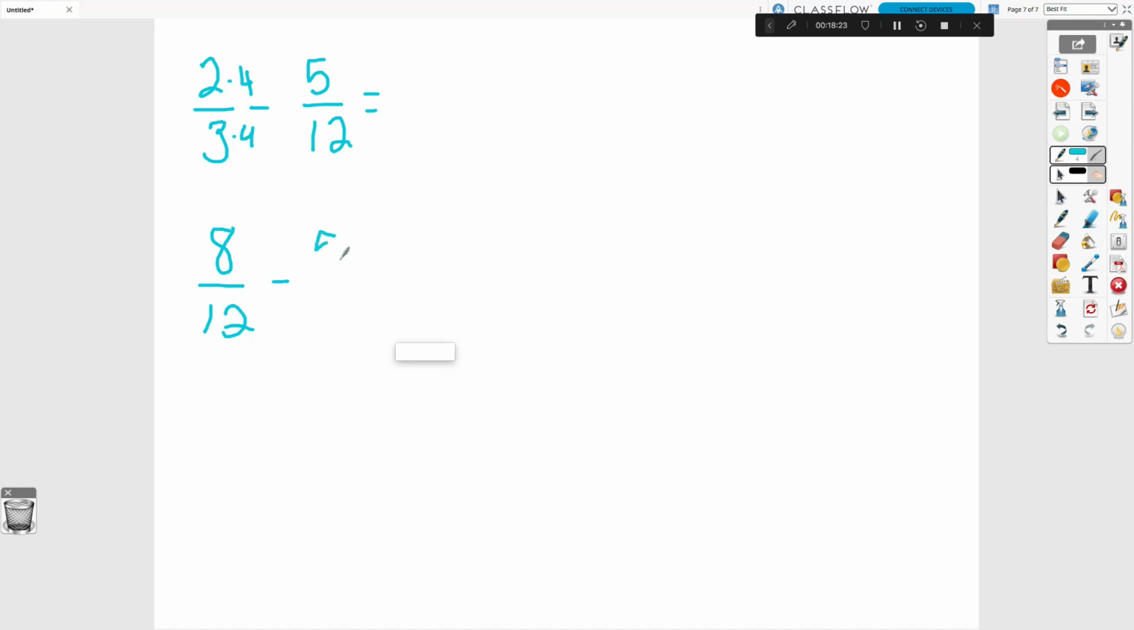and I am subtracting 5/12, which gives me an answer of 3/12. Can I reduce that down to 1/4? 1/4 of a yard.